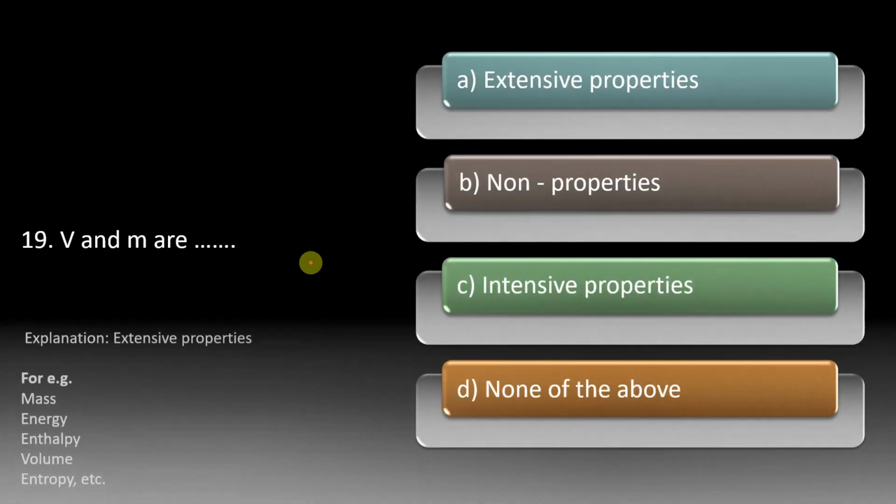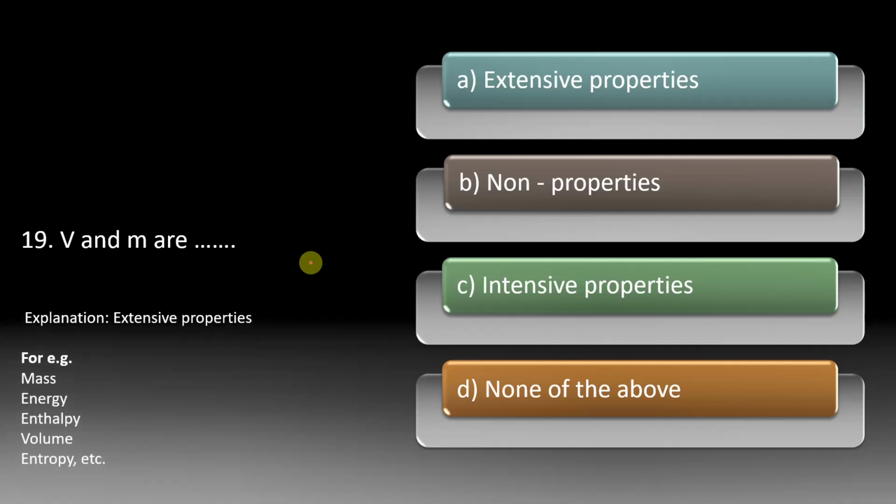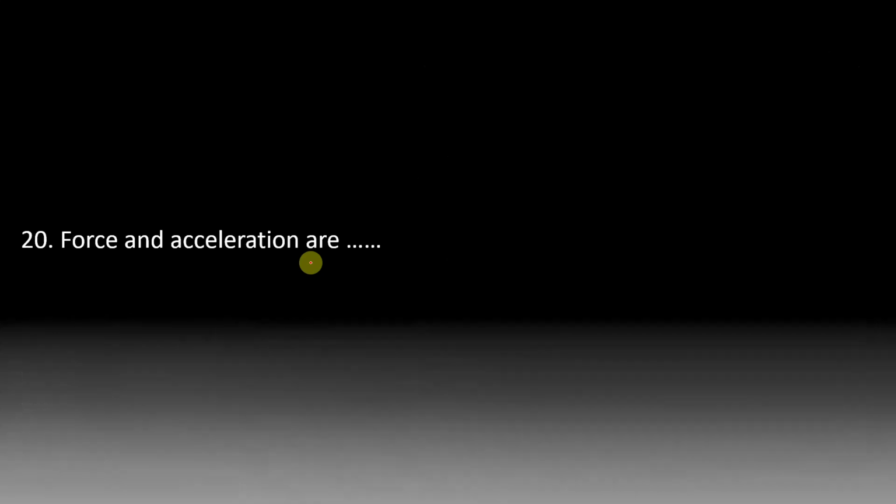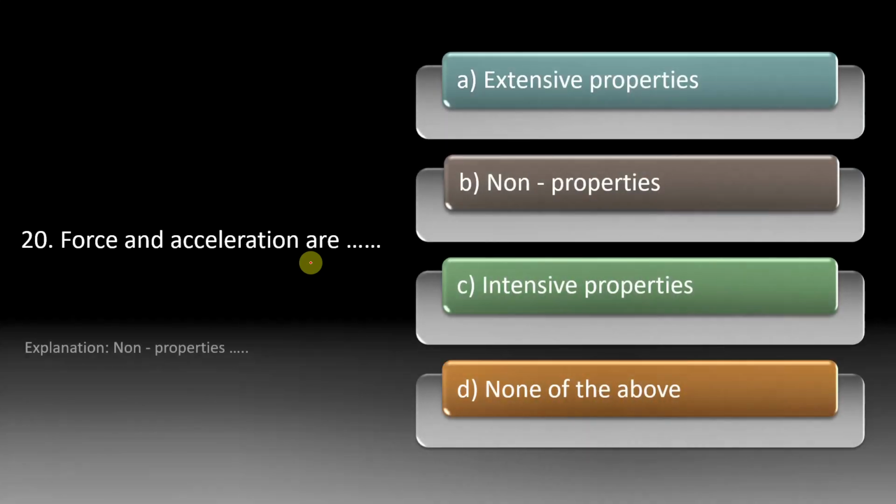Similarly, volume and mass are the extensive properties, which are dependent on the mass of the system. Then force and acceleration are the non-properties. They are not thermodynamic properties. So therefore option B is the correct option in this particular case.